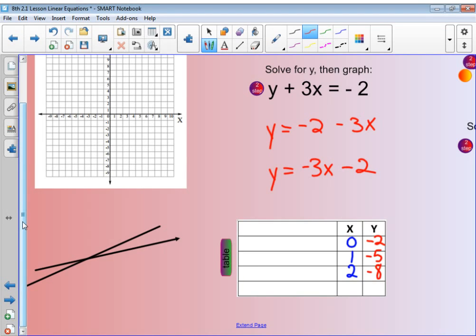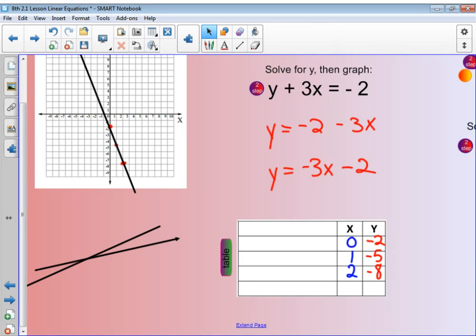So if I graph these, it would look like this. So then you should have had a line that cuts through this way. And looked like that with arrows at both ends.